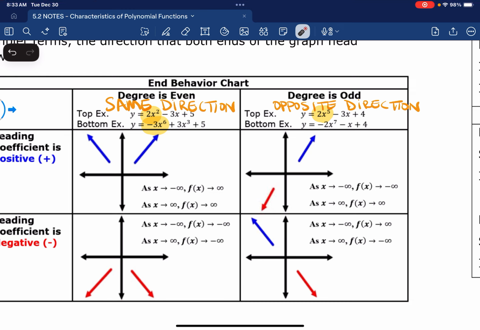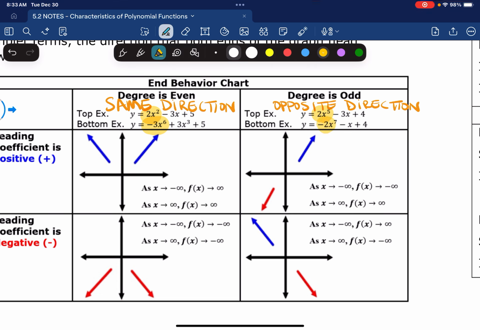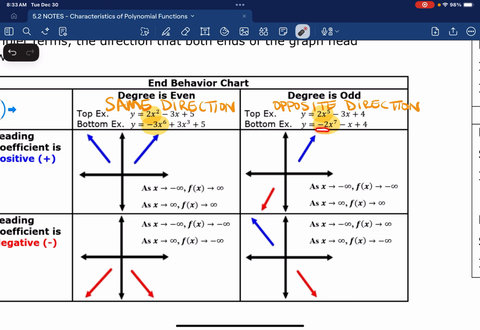If you look at the second example, it says y equals negative 2x to the 7th power. So we have an odd degree polynomial and our leading coefficient is negative. Our leading coefficient right here is negative. So if I were to connect the two end behaviors, I would have a negatively sloped line. So that's how you know the left side is up and the right side is down.